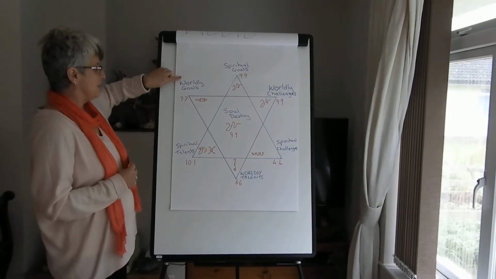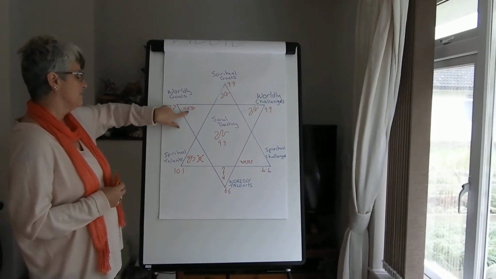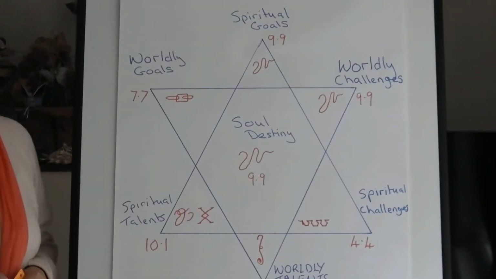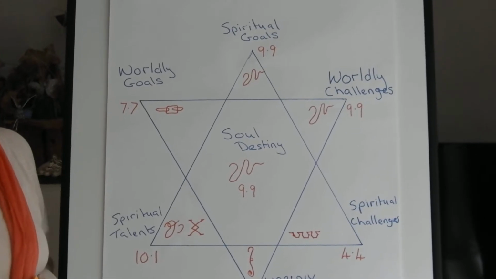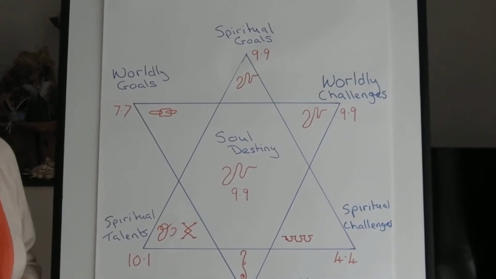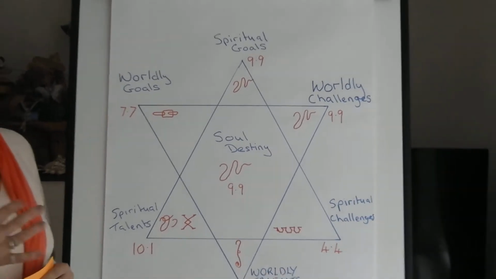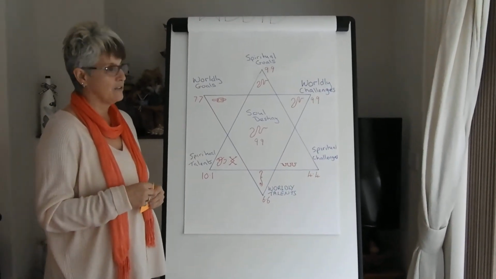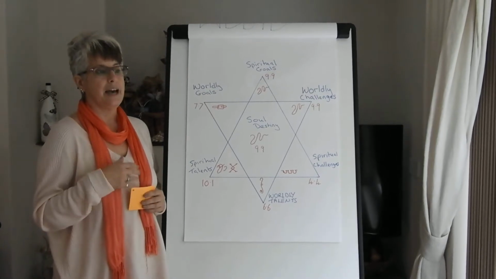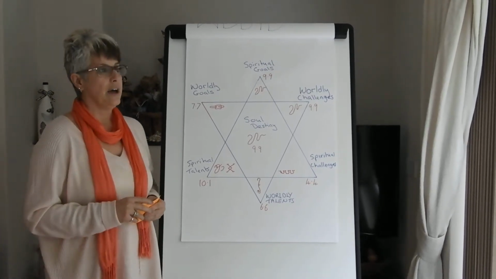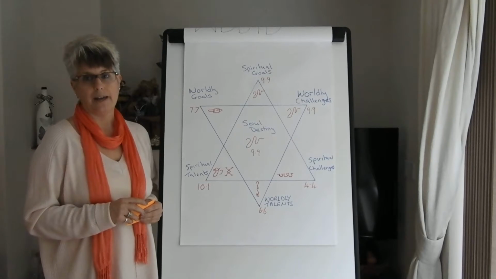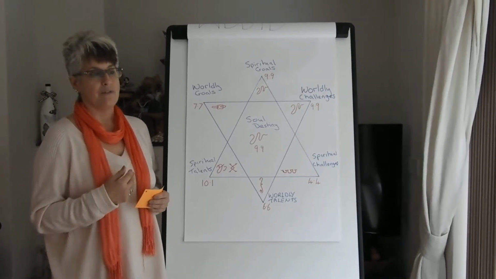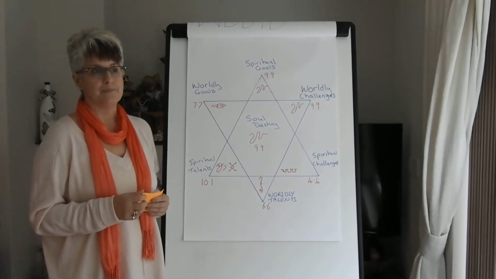Now the worldly goals comes in at a 7-7, and that's a magnetic vibration, and it means that I have the potential to attract people to me and to work with them and engage with them. However, due to the lack of self-confidence and self-worth, I have often hidden myself away and been afraid to engage with others, and I'm very fearful of public speaking.